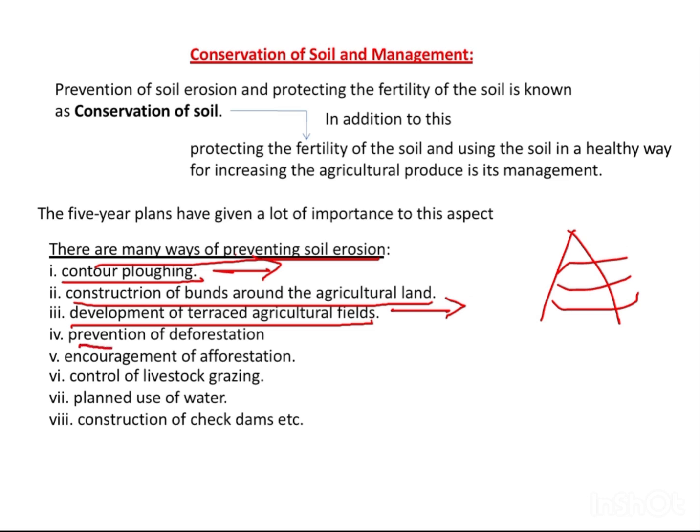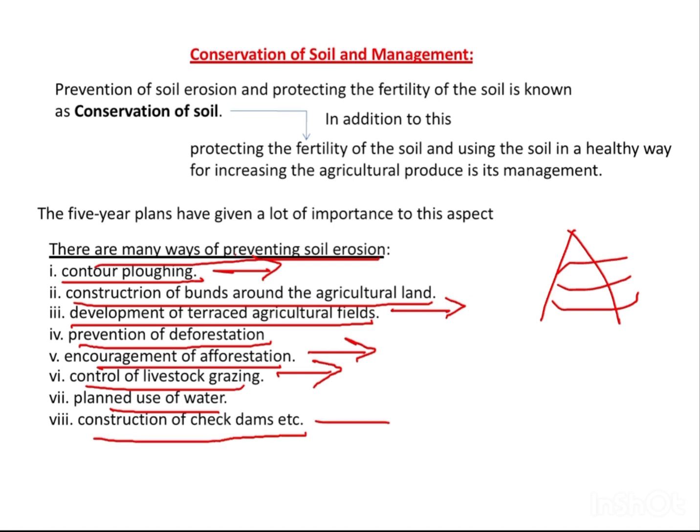Fourth one is the prevention of deforestation, that is reducing the cutting of trees, and encouragement of afforestation, growing more trees, control of livestock grazing, that is overgrazing is reduced, and use of water in a planned way. Last one is the construction of dams, that is construction of small barriers across the stream or river.